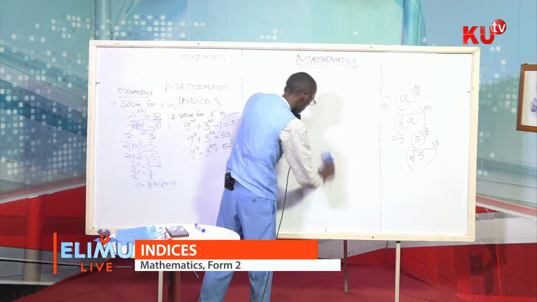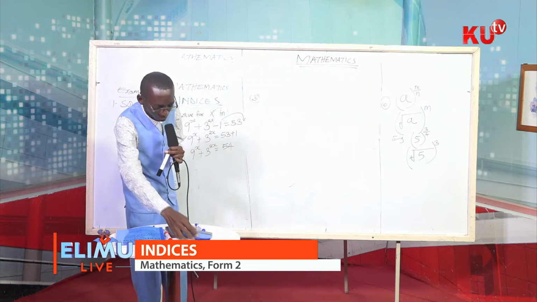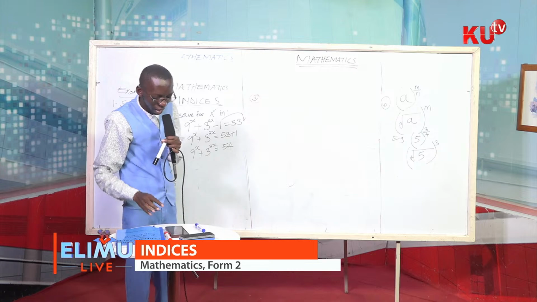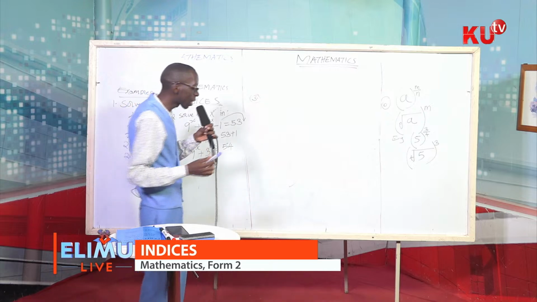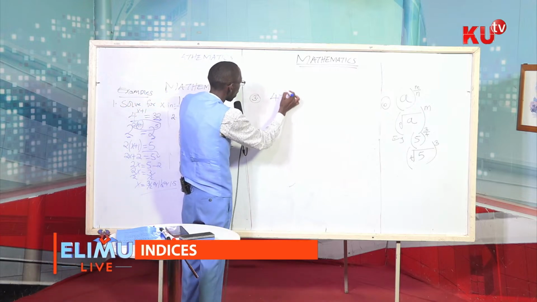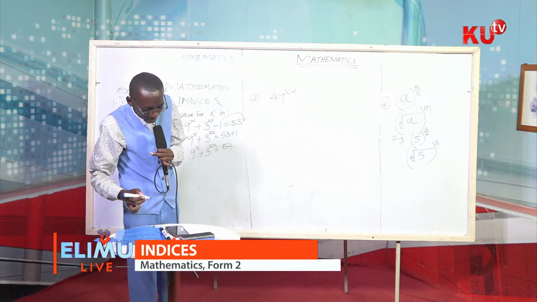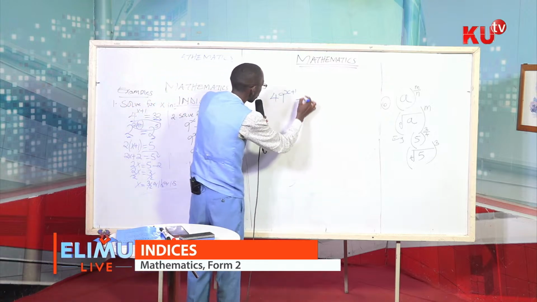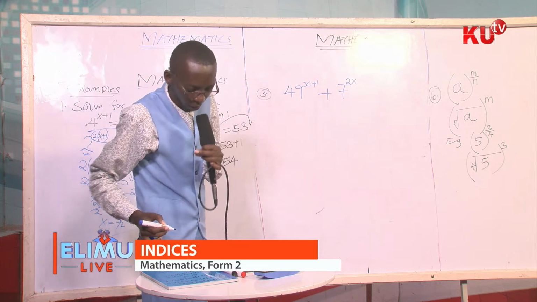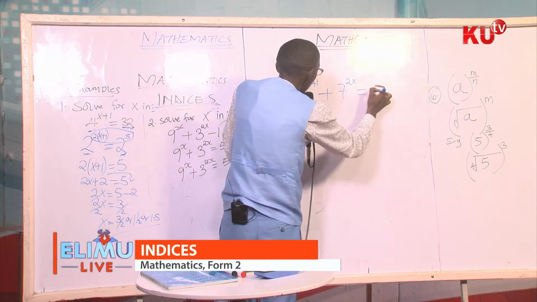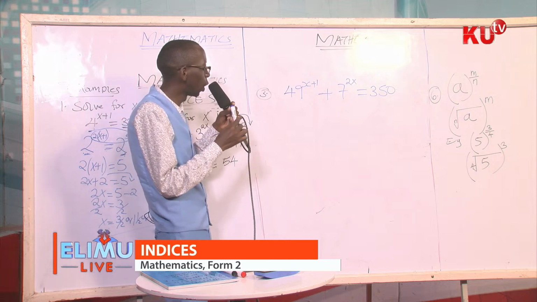I know you are asking yourself, why always find the value of x? We made it that way. So solve for x in the following equation. 49 to power x plus 1. Don't worry, when I write another book, I will replace x with other values like k. That is plus 7 to power 2x is equal to 350. Solve for x in that equation.